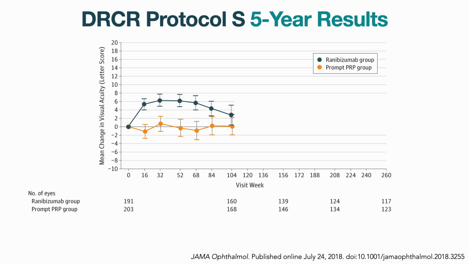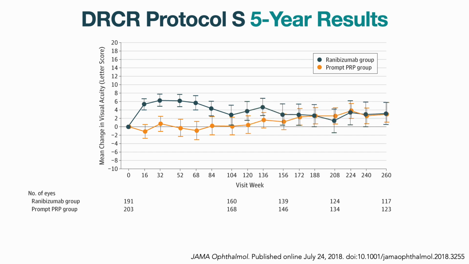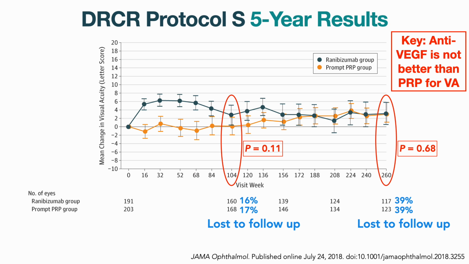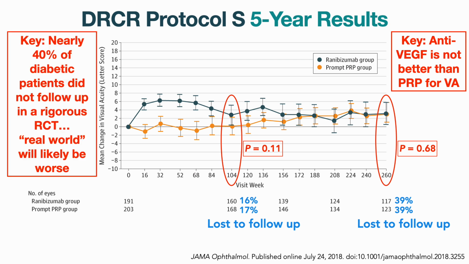It's Protocol S. We compared PRP to ranibizumab for folks with PDR, and we found at 5 years they had about the same level of visual acuity, and a lot of them were lost to follow-up, almost 40% in each group. So anti-VEGF is not better than PRP for visual acuity. In fact, for all the reasons I said before, it's temporizing. It gives a patient a false sense of security, and it doesn't permanently keep the neovascularization from coming back.